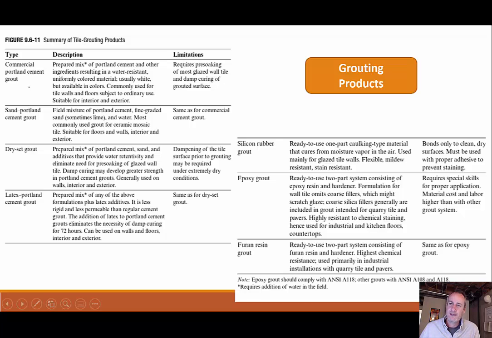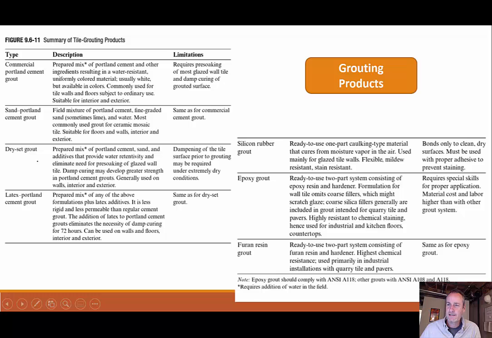We have our Portland cement grout, sand and Portland cement grout. Really a difference between a sandy grout and non-sanded grout is the spacing between your tiles. If it's a really tight spacing, we can't put the sand in there because the sand would create little voids. If it's wider, we need the strength, so we put in the sand. So really that's the difference between sanded and non-sanded grout.